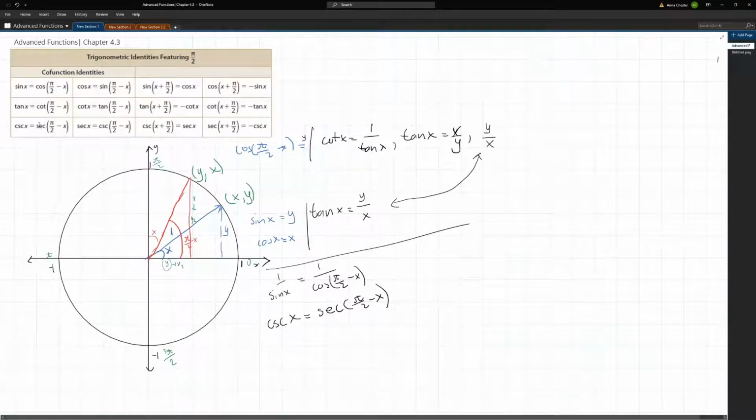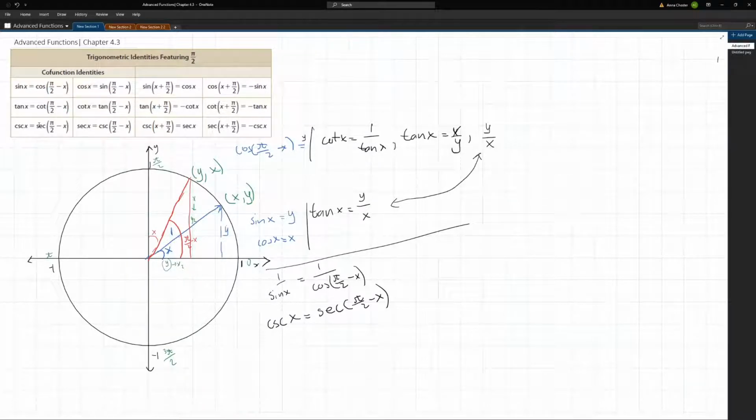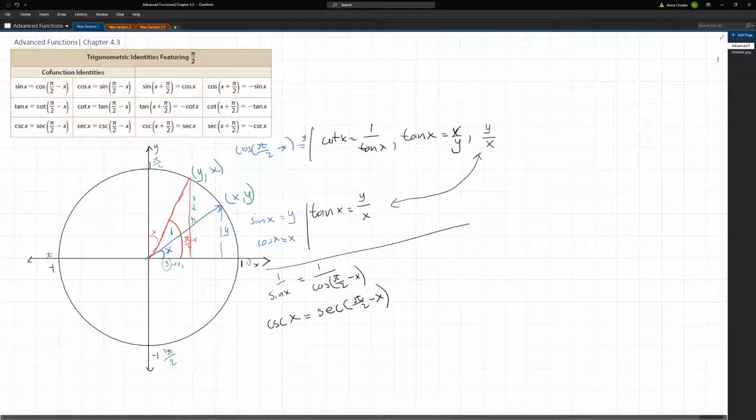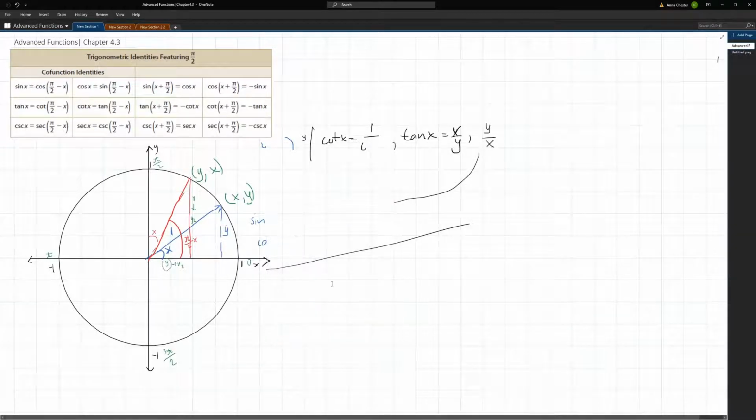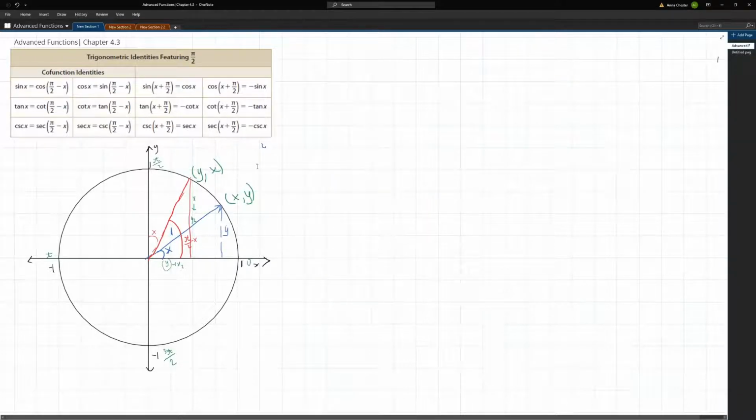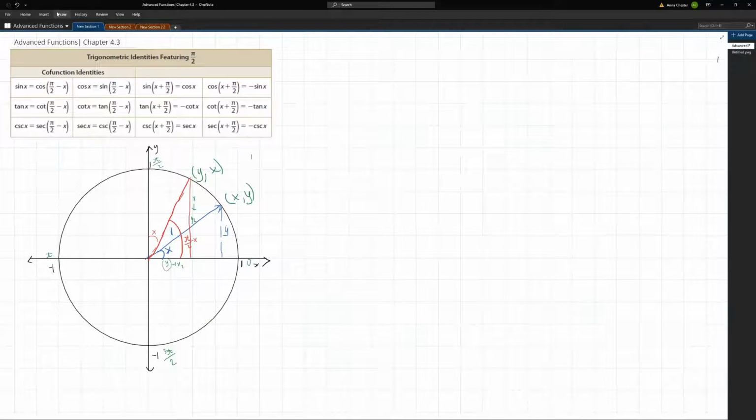The other three are a little bit more complicated, but actually not really. The way that you actually realize what they mean is by going through the same procedure. So let's just delete everything we don't need. I'll leave those to be.